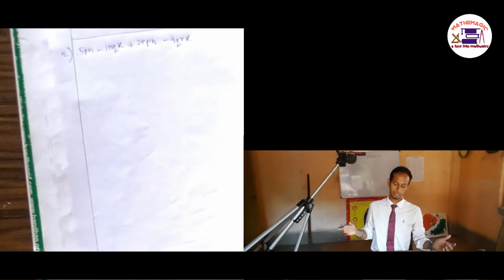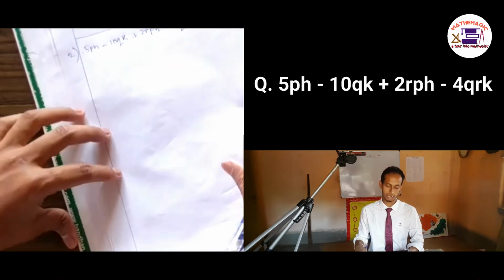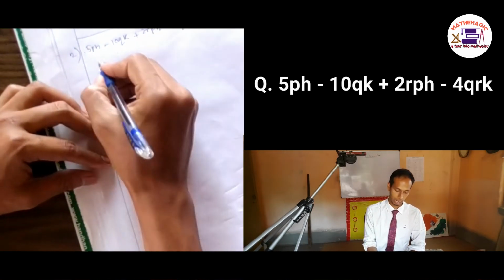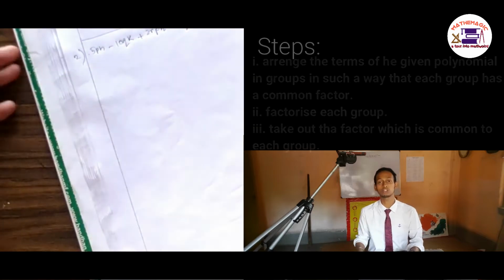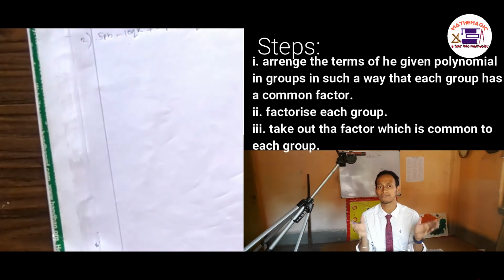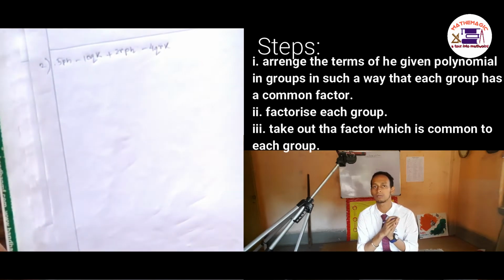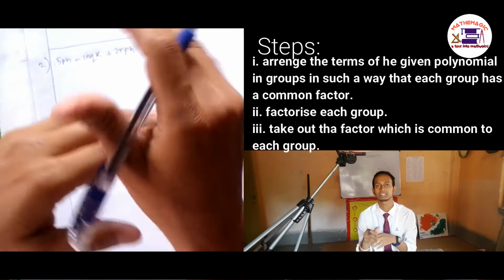Now here you have to group the terms. It will not always happen that the first and the second terms are in one row and the third and fourth are in another row.